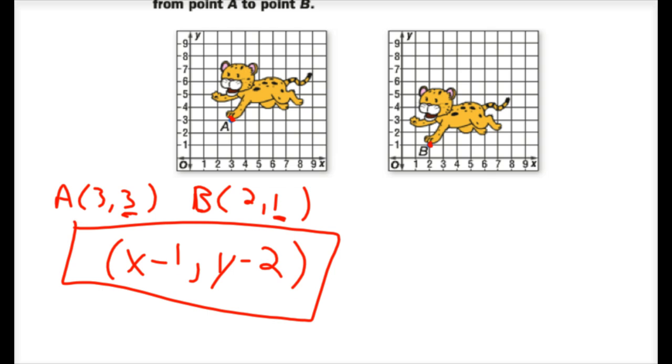It's always going to go left 1, down 2. Okay? Left 1, down 2 to get from here to there. That's all we're doing today. We're going to try to do these translations without graphing. We're going to make a table.